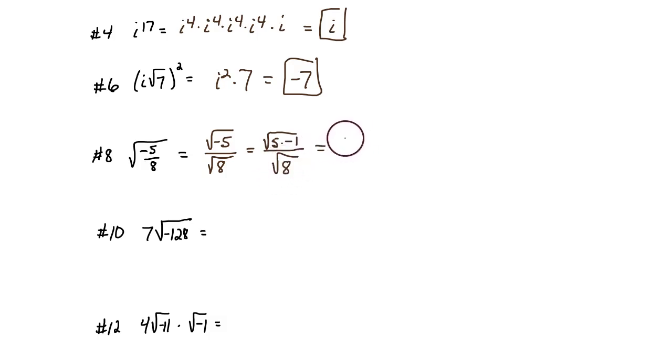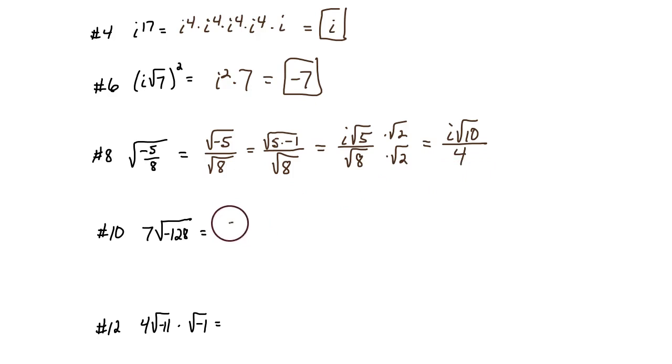In the next step, we have i times square root of 5 all over square root of 8. Now you can't leave the problem with a radical in the bottom, so let's rationalize. Times top and bottom by the square root of 2. So this makes i square root of 10 all over what? What goes down here? What's the square root of 8 times the square root of 2? That's the square root of 16. But the square root of 16 is just 4.